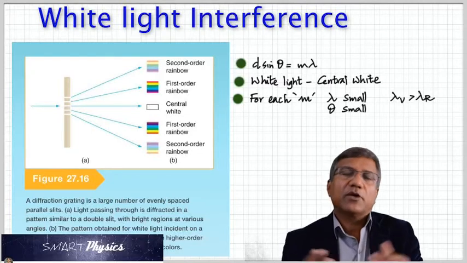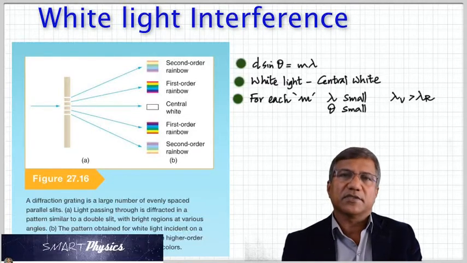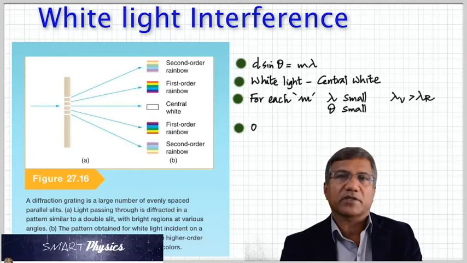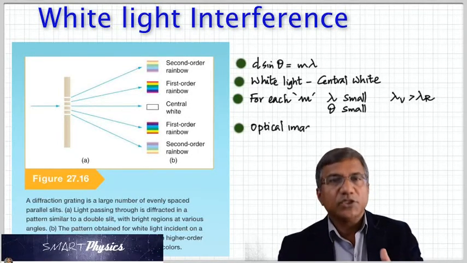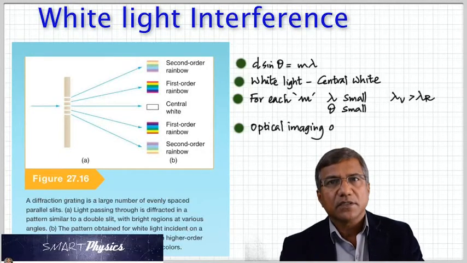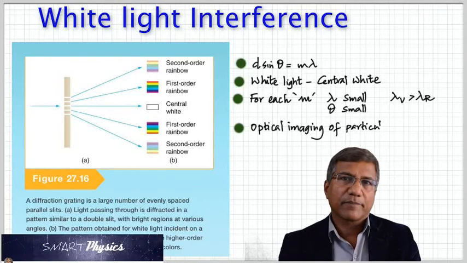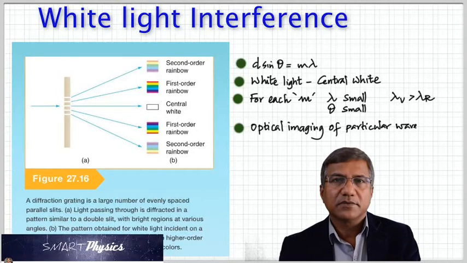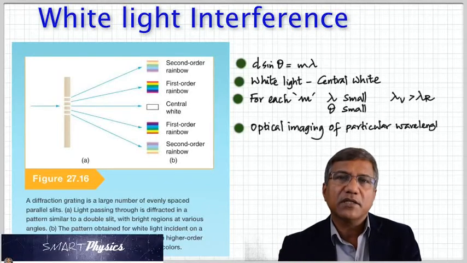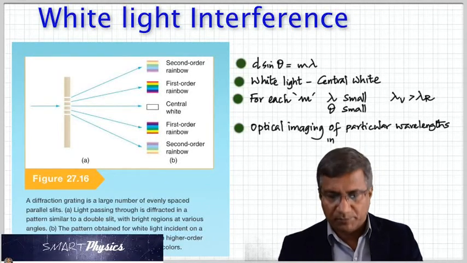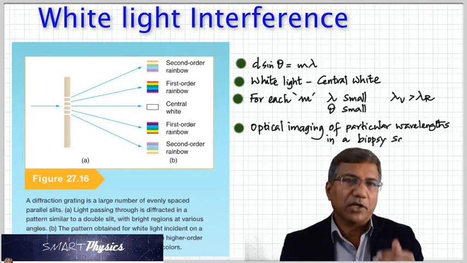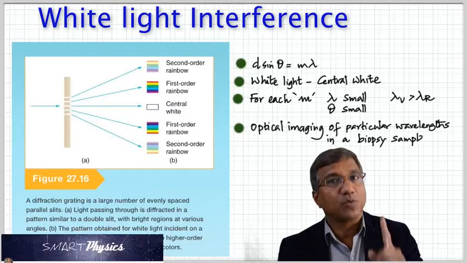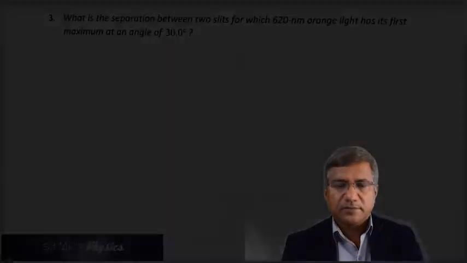Okay? And now you may be thinking, what's the use of studying all of this stuff? It's really important because if you have a biopsy sample, by using optical imaging, in fact using interference, you can find out the wavelengths emitted by that sample. And that helps us determine the type of substances in the sample. So optical imaging of particular wavelengths in a biopsy sample is just one of the uses of interference.